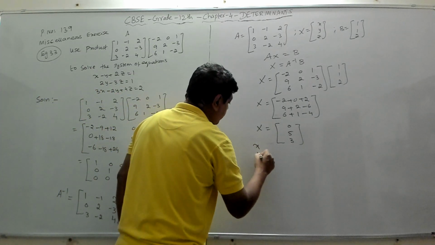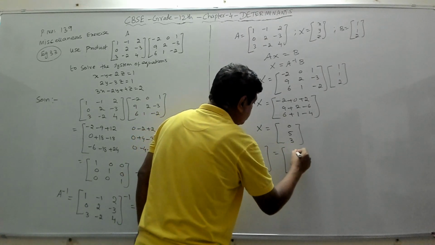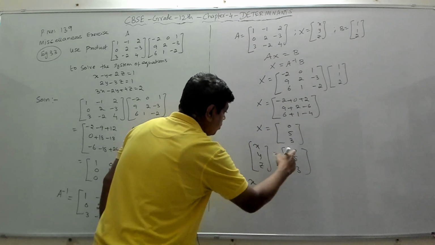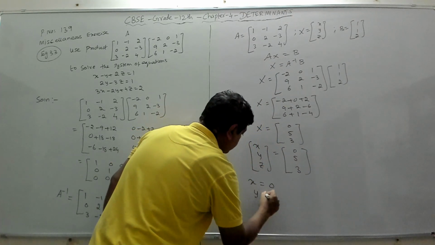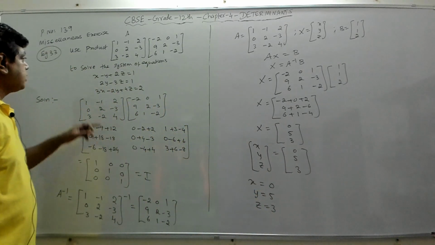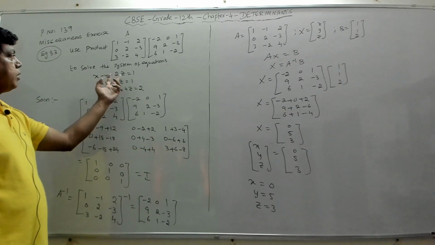So this X is what? Your X is small x, y, z. This is your capital X matrix, that is equal to 0, 5, 3, which means your x is equal to 0, your y is equal to 5, and your z is equal to 3. So that is your solution. So x is 0, y is 5, and z is 3. If you substitute here, you will get this.